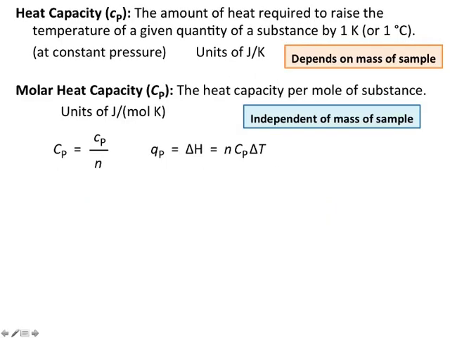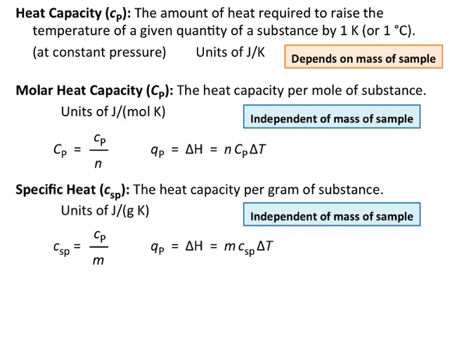Another way to define heat capacity is the heat capacity per mole of substance. And so the units on this are joules per mole Kelvin. So you can say the molar heat capacity, which is capital C, is the heat capacity, lowercase c, divided by the number of moles, so heat capacity per mole of substance. And so the heat absorbed or released by a sample, which is delta H at constant pressure, is equal to the number of moles times the molar heat capacity times delta T. And so this is nice because this is independent of the mass of the sample, so you can list this in a book per se, and you could say here's the molar heat capacity for a given substance, and then you can use that number in a number of different applications.